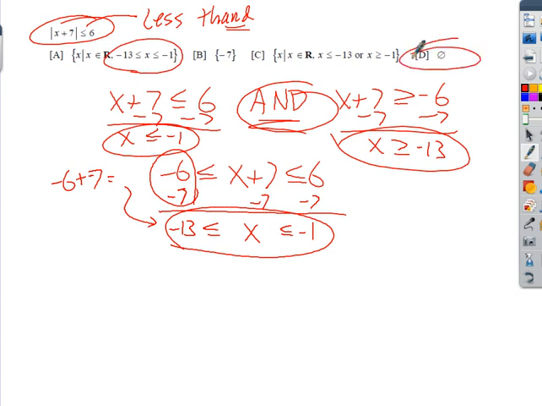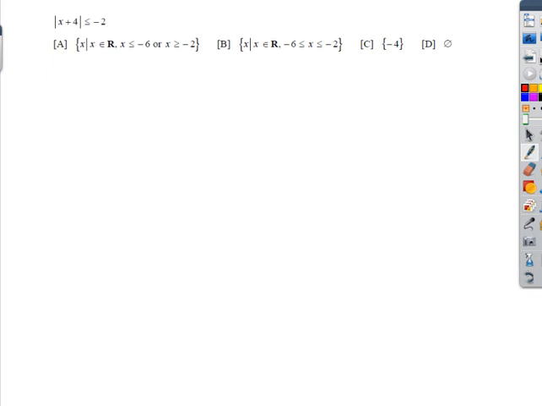Alright. By the way, this symbol over here means that there's no solution, and we'll see that one in a second, I believe. Aha! Here's one. It's already been isolated. It's saying the absolute value of x plus 4 is less than or equal to negative 2.